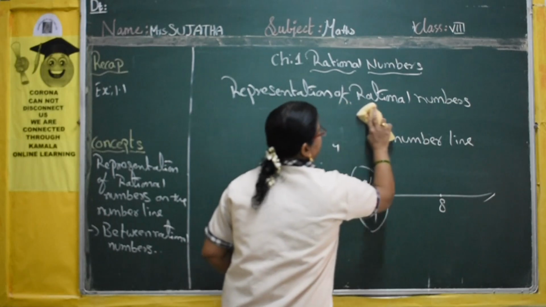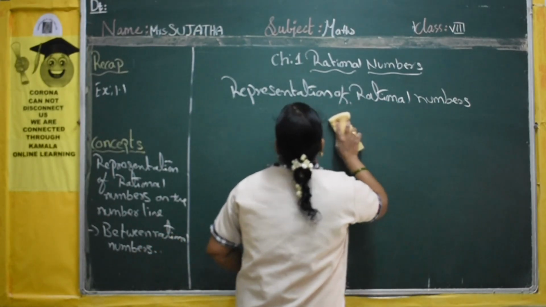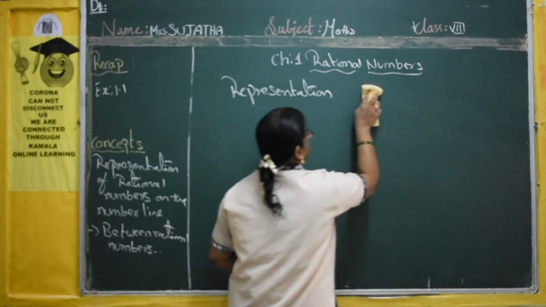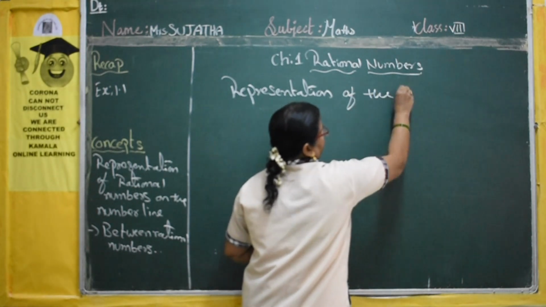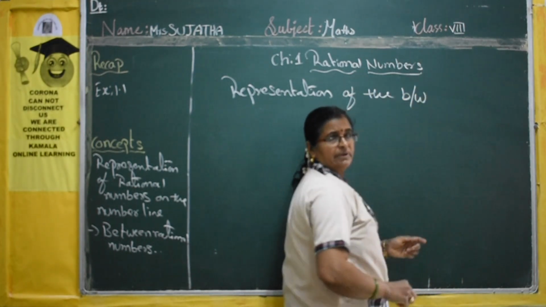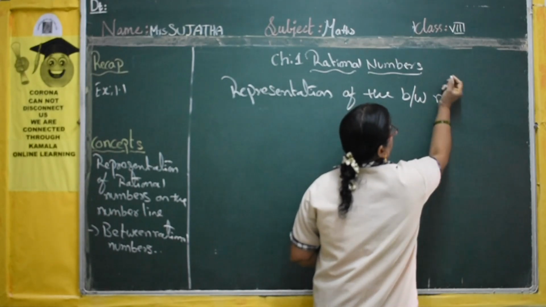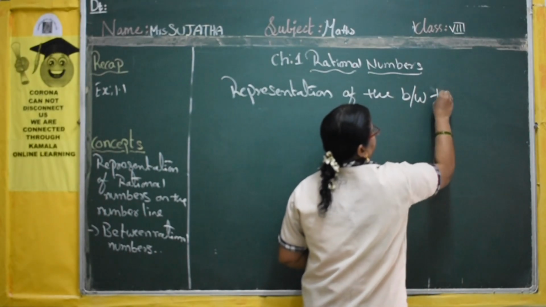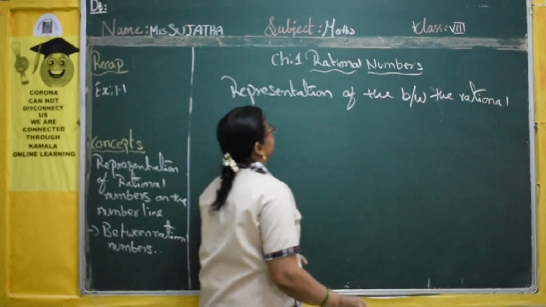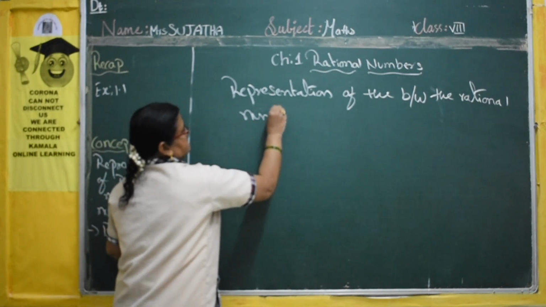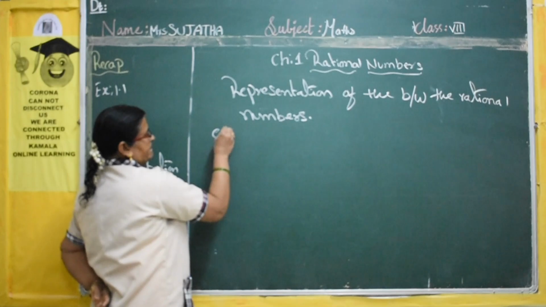Representation of rational numbers between rational numbers. B by W means between. Between the rational numbers. Example.